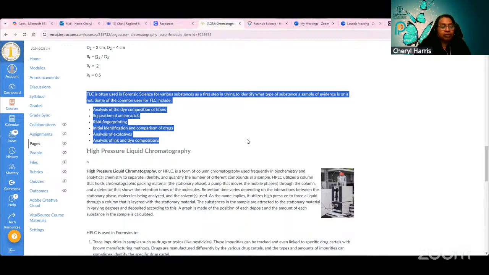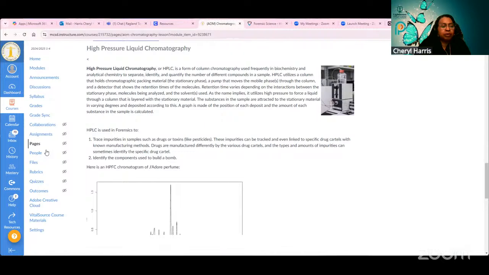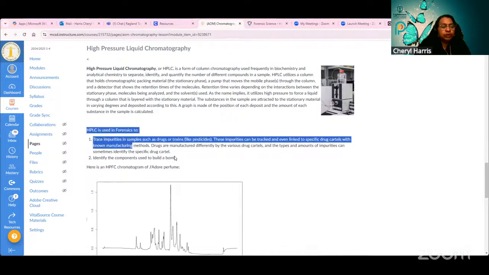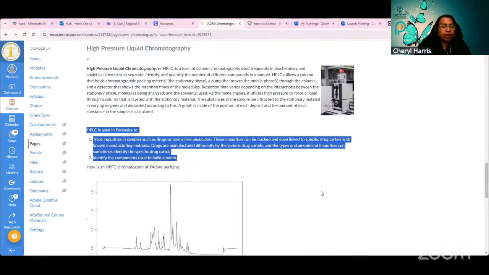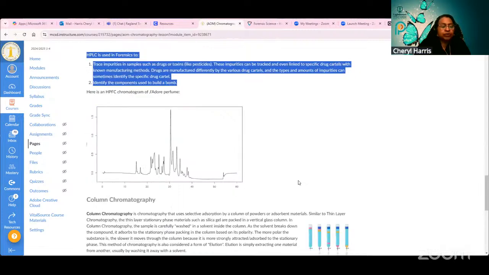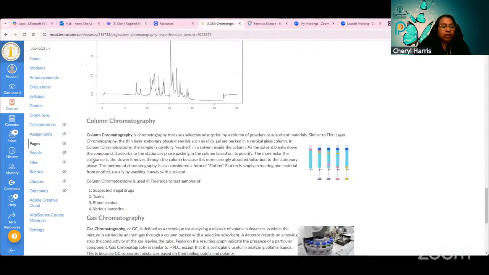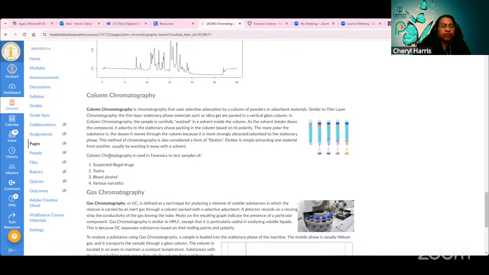All right, then we have high pressure liquid chromatography. Make a note of what it's used for. I'm not going to put any graphs or anything like that on there, but just take note of what it's used for. And again, what it's used for.